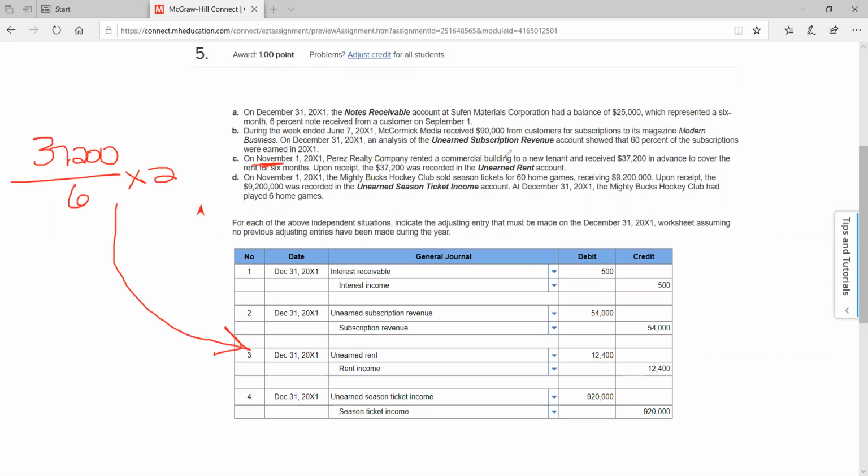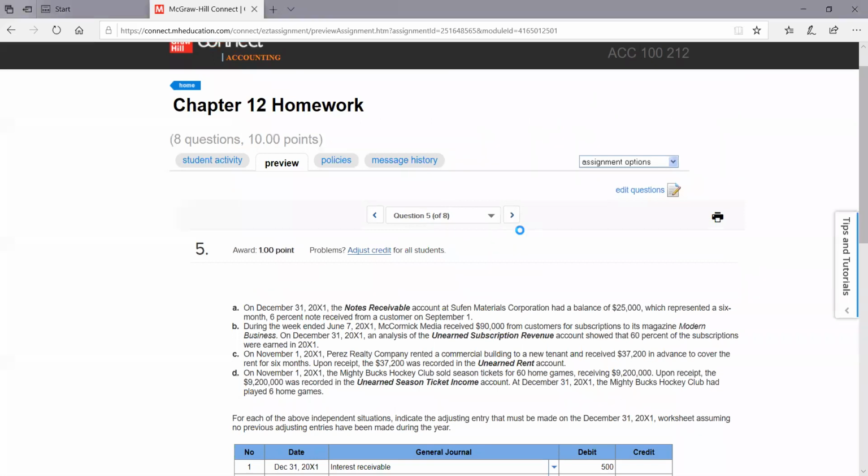All right, last one, same thing. This one looks like we got revenue for tickets, 60 home games. We got $9.2 million. And it says we had played 6 home games. So essentially what you got to do is take that 9,200,000, divide that by 60 and multiply that by 6 because that's how many games we've earned. Comes out to 920. Notice you debit your unearned account. There's your liability, and then credit your revenue account. All righty, that takes care of number 5. Let's check out number 6.